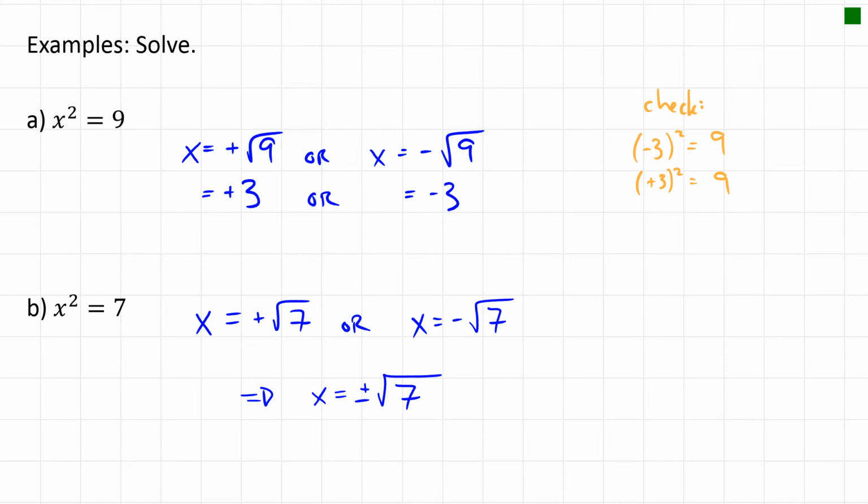But there's no way to simplify the square root of 7. It's as simple as it gets, and it's an irrational number, but that's okay. It's a valid solution to the equation.